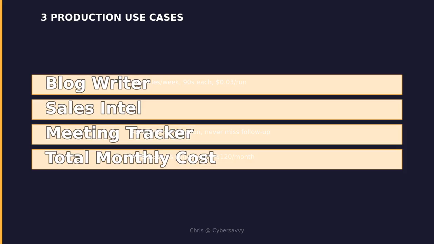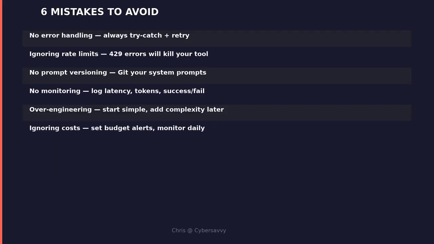Building custom AI tools is powerful, but there are 6 mistakes I see over and over again. Mistake 1. No error handling. APIs fail, network requests timeout, models return unexpected formats. Every single API call needs a try-catch and a retry strategy. Mistake 2. Ignoring rate limits. Both OpenAI and Anthropic have rate limits. If you blast requests, you will get 429 errors. Implement exponential backoff and queue-based processing.